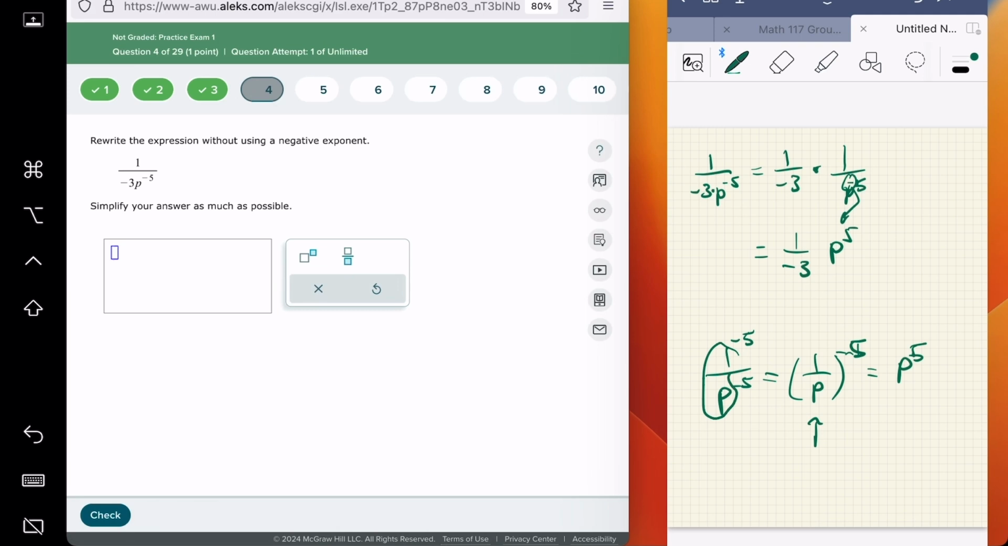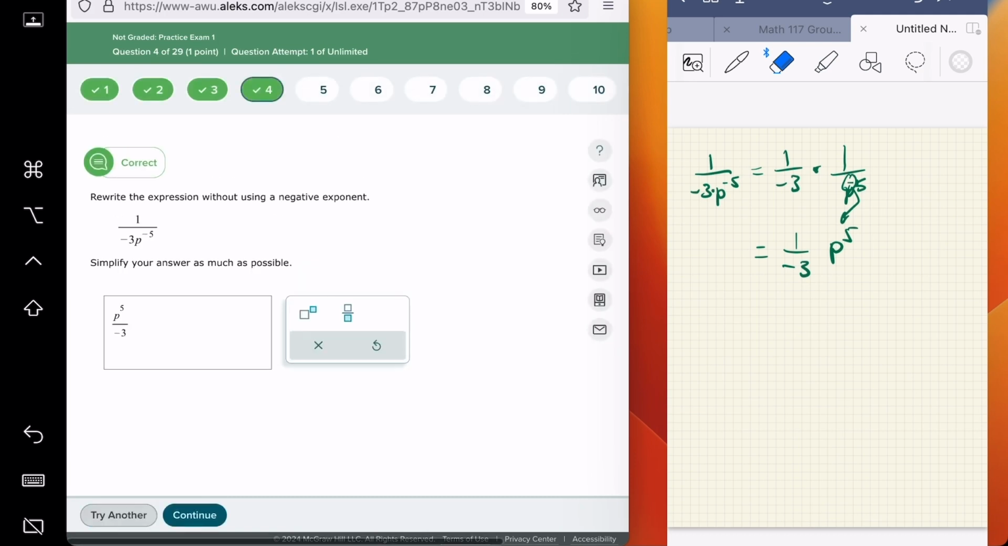And now that both of these have the same exponent, that's how I could get over here. But anyway, so that's how we would do that one. So what was it? We have p to the 5 over negative 3. Okay.